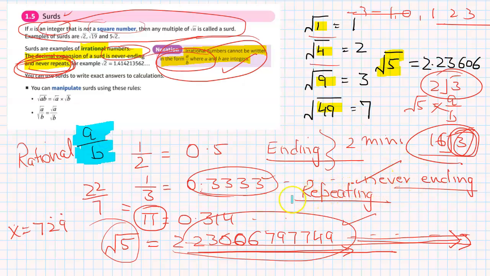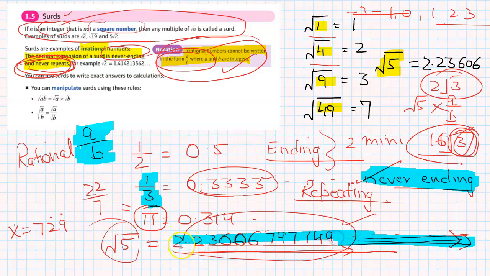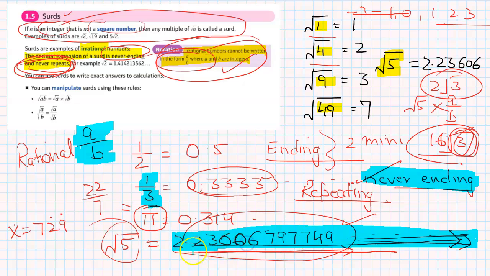They are non-repeating. This keeps on increasing and never ending. This is an example of repeating and never ending. But surds are the example of never ending and non-repeating. You will not get, if you have a calculator, my calculator is showing up to 1, 2, 3, 4, 5, 6, 7, 8, 9, 10, 11.